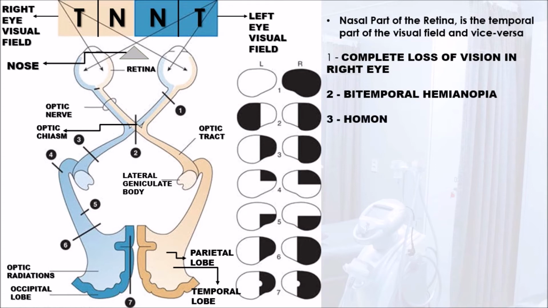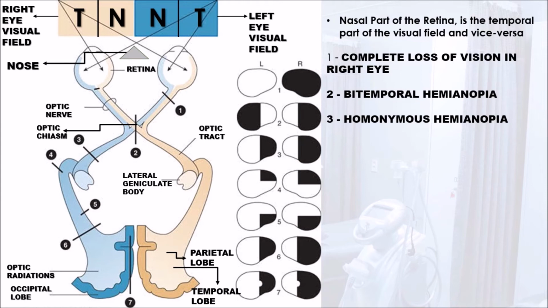The third one, we call the homonymous hemianopia. This type of defect is seen when the defect is at the optic tract or the lateral geniculate body. Then you see the third one, which is the homonymous hemianopia.